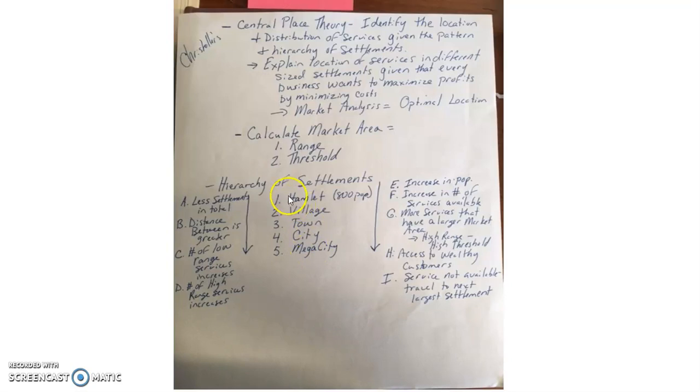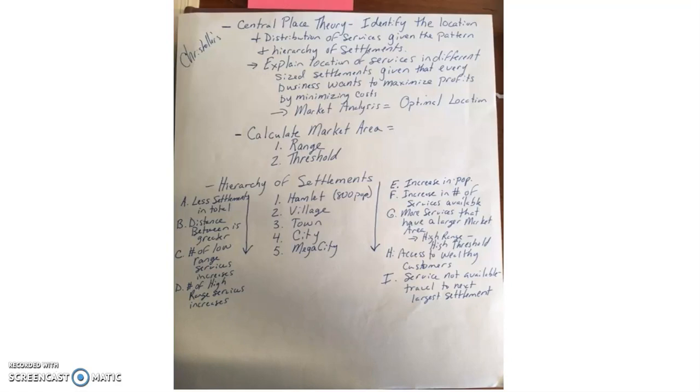And so as we go from hamlet, village, town, city, mega city, you'll tend to see less of those types of settlements in total. So there are more hamlets than there are villages, but there are more villages than towns. There are more towns than cities, but there are more cities than mega cities. And then as you go from hamlet, village, town, city, mega city, the distance between them is greater.